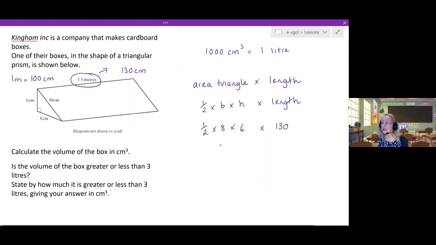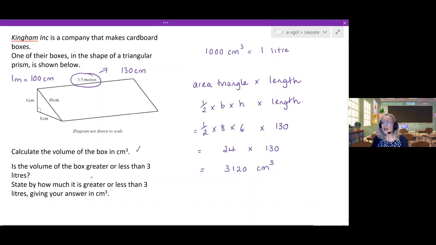And the first part of this, a half multiplied by 8 multiplied by 6 is 24. So I've got to do 24 multiplied by 130. And if I put that into my calculator, I get 3,120 centimetres cubed. So I've answered the first part of this question. And the first part of this question was calculate the volume of the box in centimetres cubed. So I've done that part.